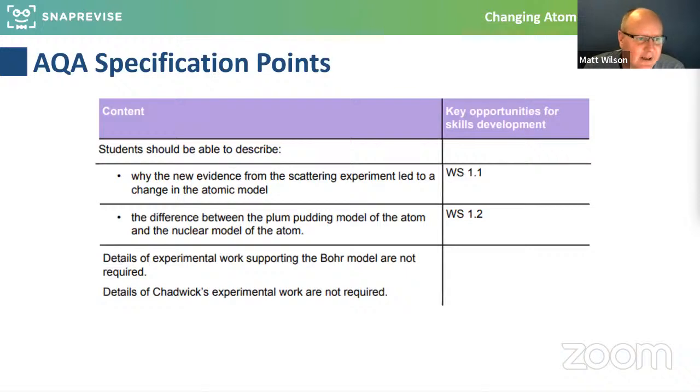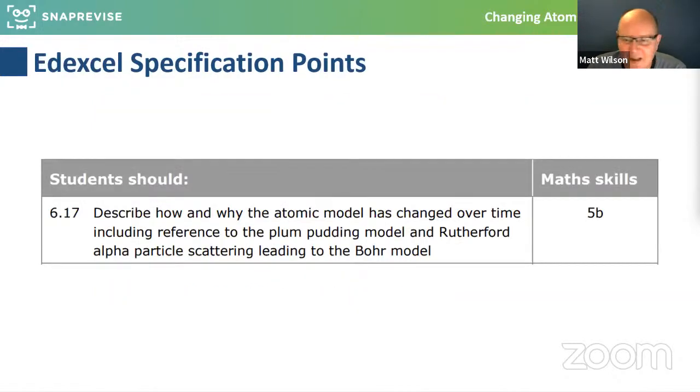So AQA here: why new evidence from the scattering experiment led to the change, and the difference between the Plum Pudding model of the atom and the nuclear model of the atom. And finally, Edexcel: describe how and why the atomic model has changed over time, including reference to the Plum Pudding model and Rutherford alpha particle scattering experiment, leading to the Bohr model of the orbiting electrons.